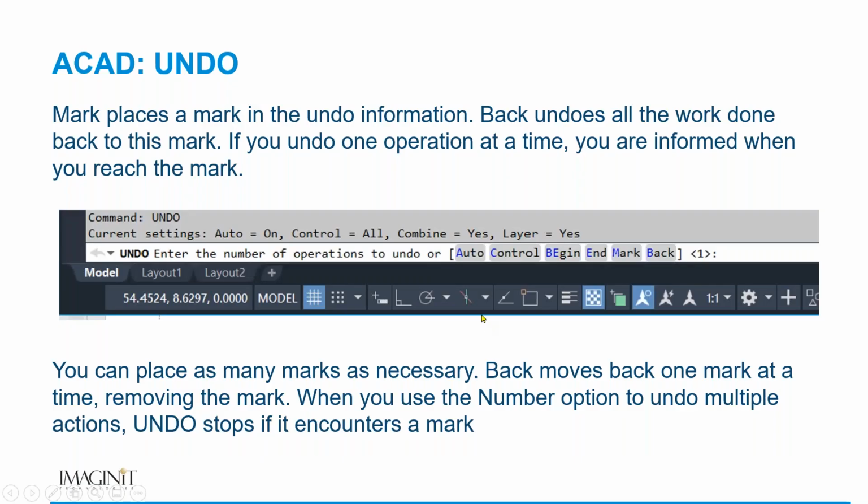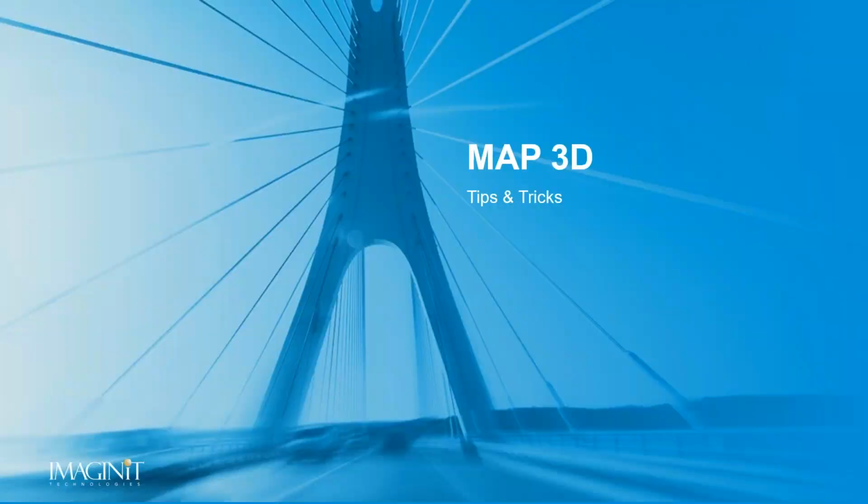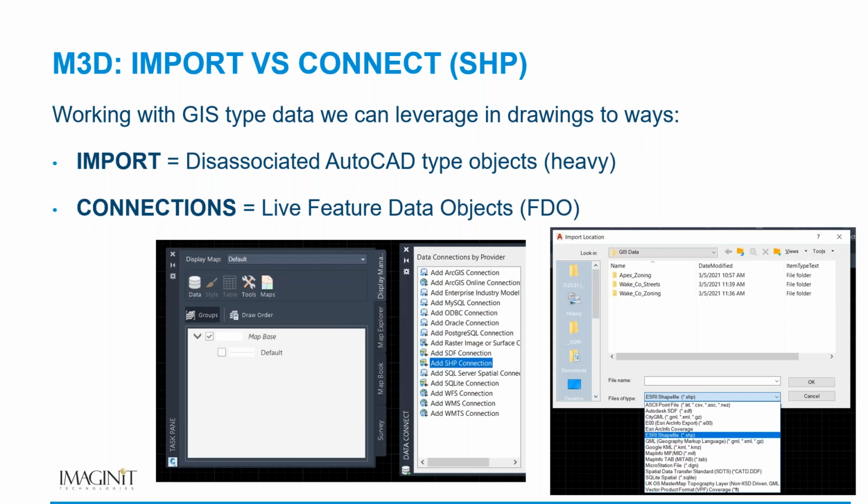And that was the last thing I spoke about, which is undo. And what I would like to do is talk a little bit about Map 3D. We're going to be looking at the import versus a connection. Because when we import, we create disassociated, simple AutoCAD type objects. It's almost like running the AutoCAD insert command. Versus connection, which is more like an XREF, we create a live feature data objects, an FDO connection.